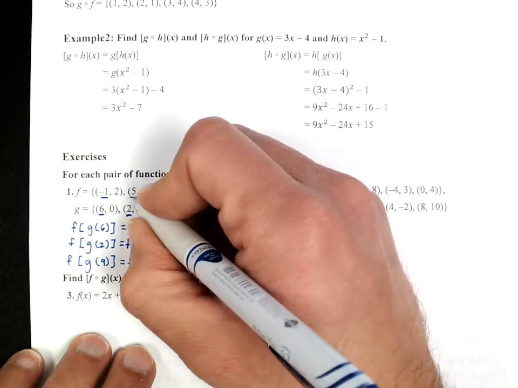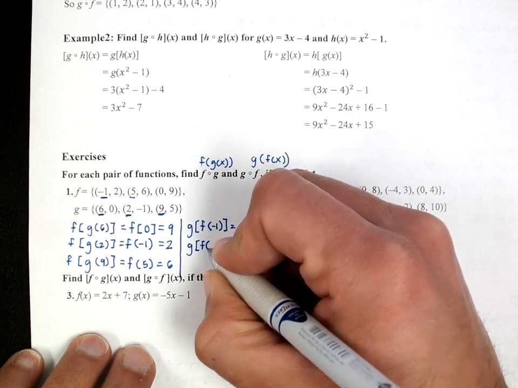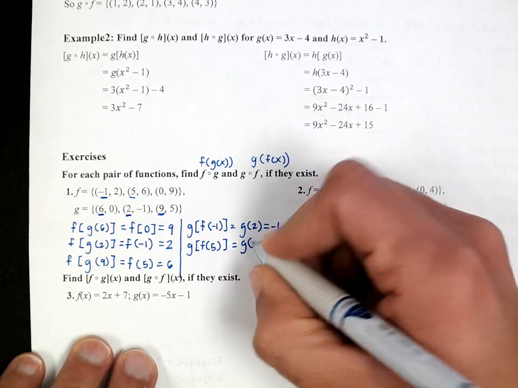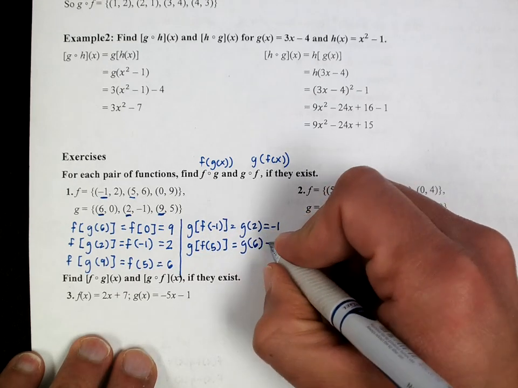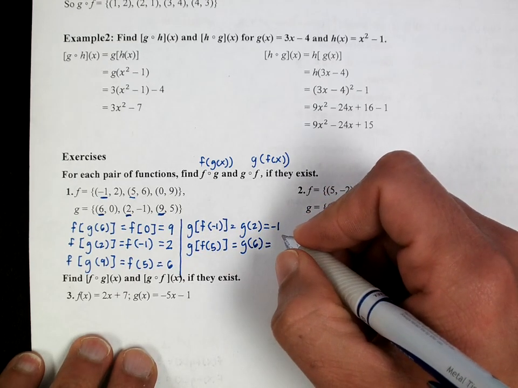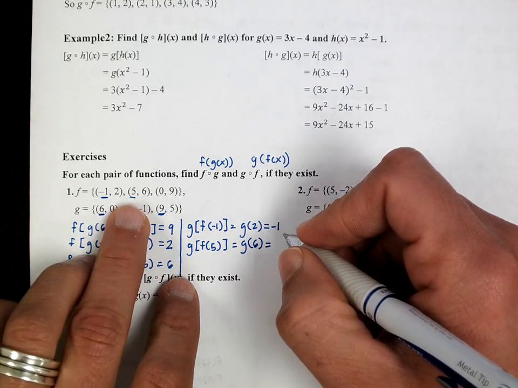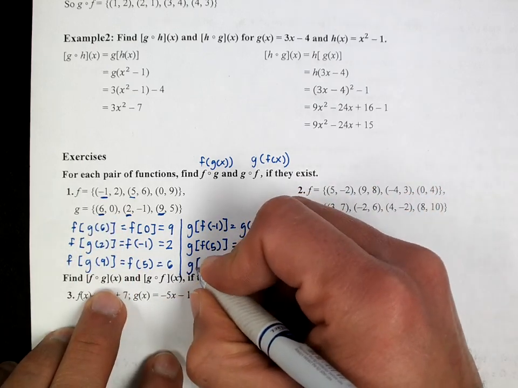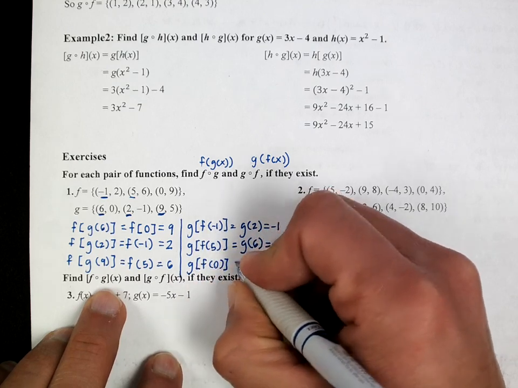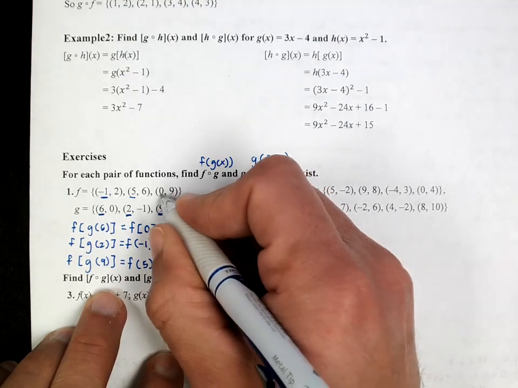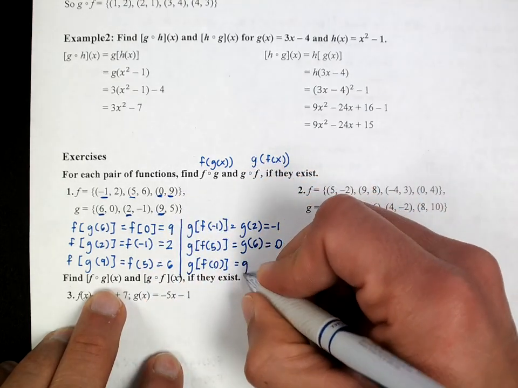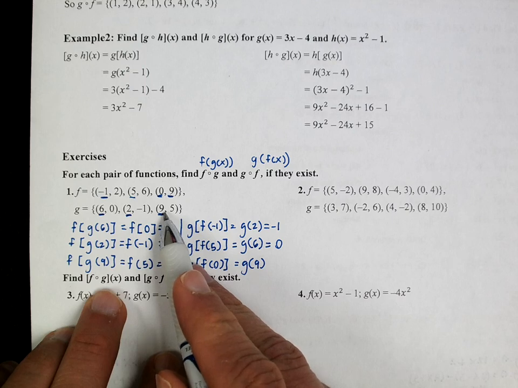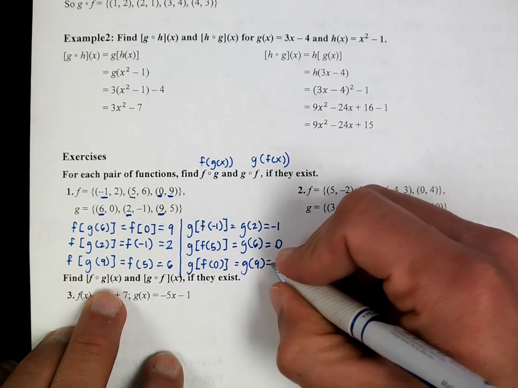Alright, let's do that one more time. Now we're going to go to this one. So we have g of f of 5. Now f of 5 is 6. And g of 6 is, let's see, g of 6 is 0. And finally, g of f of 0. When x is 0, y is 9, so this would be g of 9. And I come over here and see g of 9 is asking me what is the y coordinate when x is 9. The output is 5. Alright, so that's how you do it.